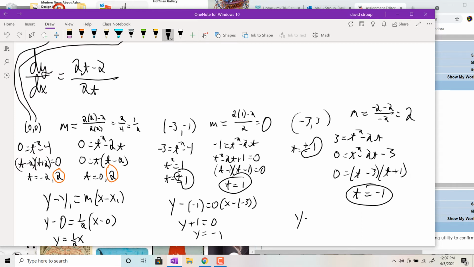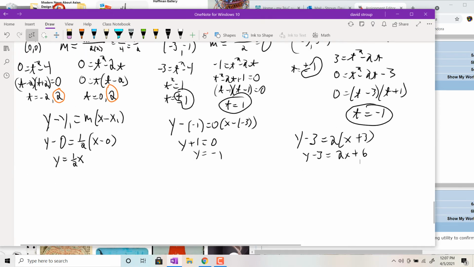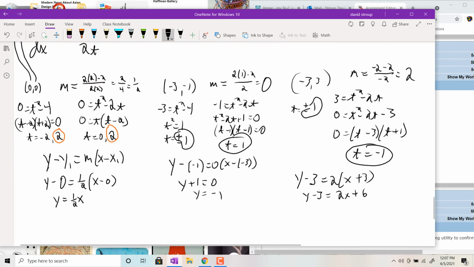And so we get y minus 3 is equal to 2 times x plus 3. Y minus 3 is 2x plus 6. And then add the 3 to the other side. So y is 2x plus 9. Let's make sure that's right.